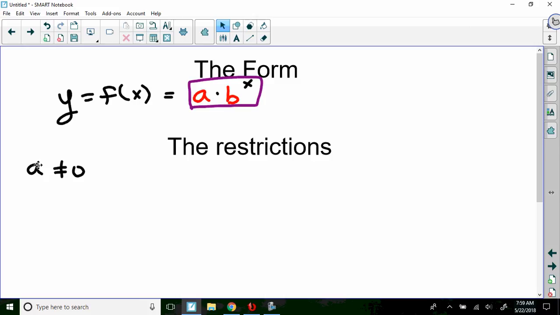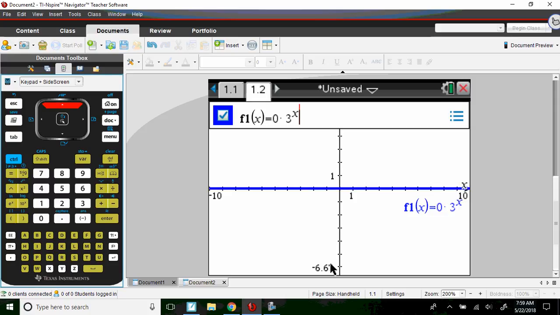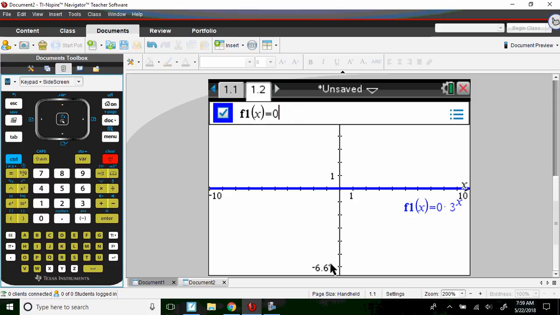Everybody on track so far? Is this making sense? Good. Well, let's look at another function. Let's see if we can change this up a bit. Let's just look at 3 to the x.